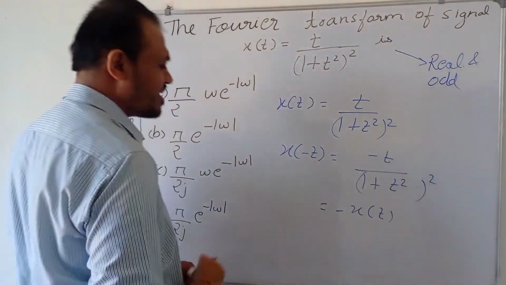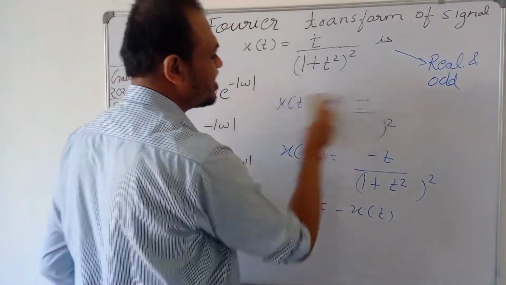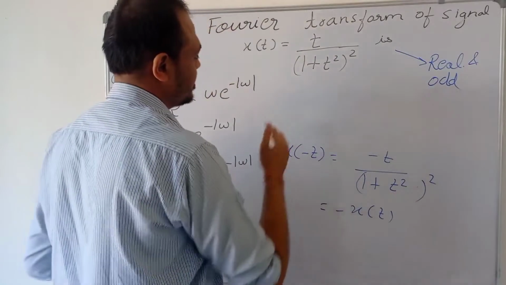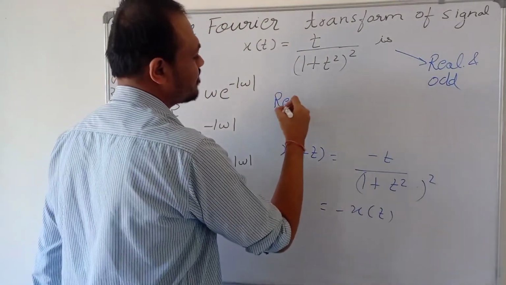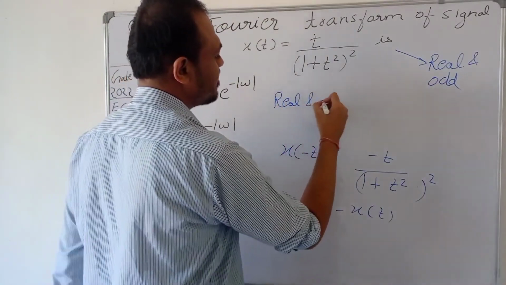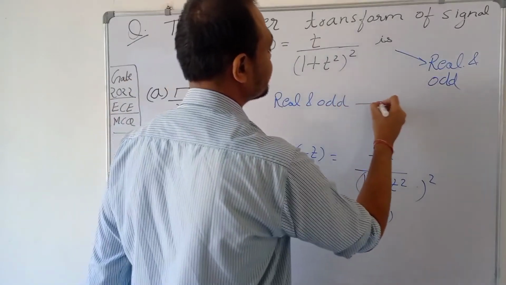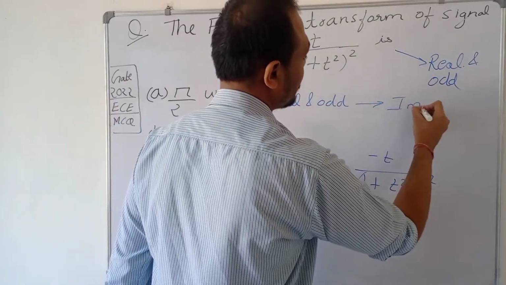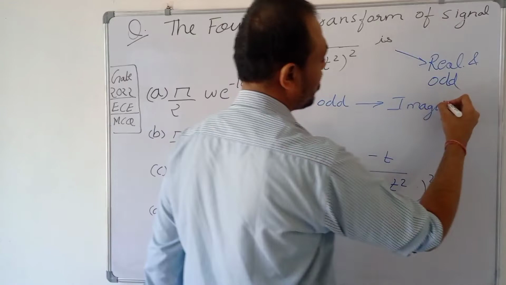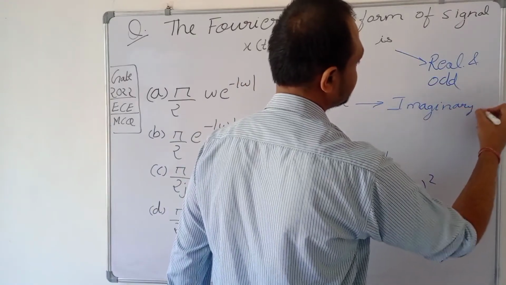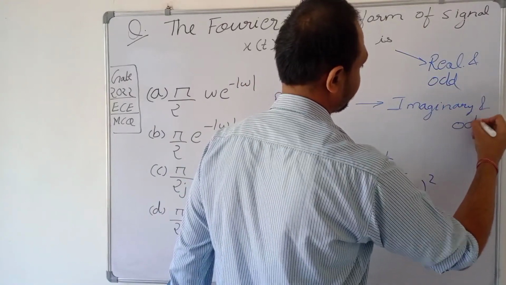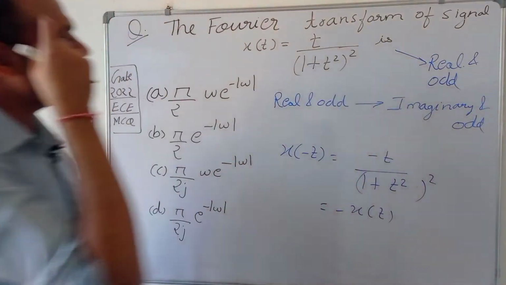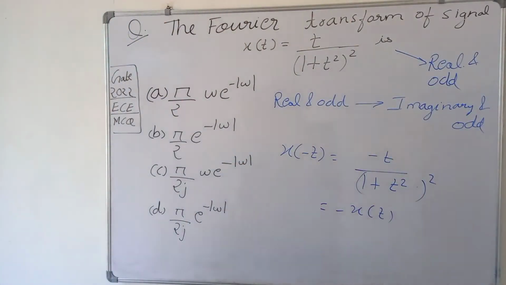So if we have a real and odd signal, then the Fourier transform of a real and odd signal is always an imaginary and odd signal. So now, the Fourier transform of a real and odd signal will always be an imaginary and odd signal.